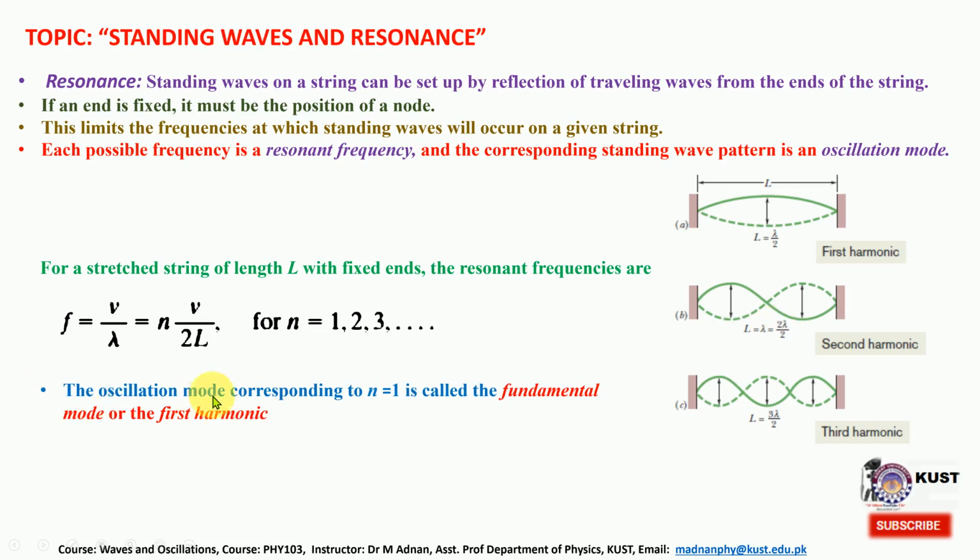The oscillation mode corresponding to n equal to 1, that is, when you have n equal to 1, is known as the fundamental mode or the first harmonic. And also for n equal to 2 and so on, you have different harmonics. Now the resonance will be discussed once we start sound waves, and there we will be discussing the various harmonics. For the string it is just introduced, and you need to just read those commentaries here.